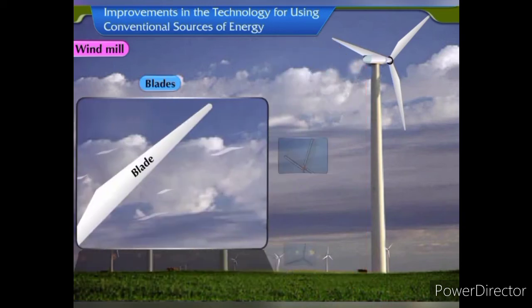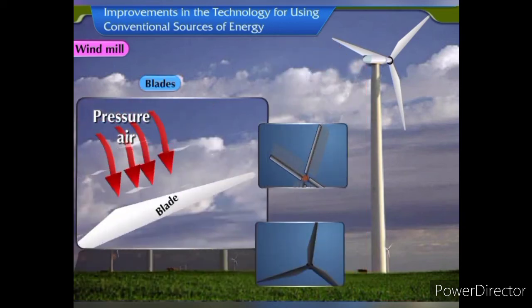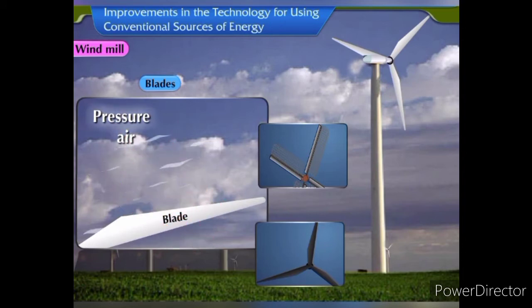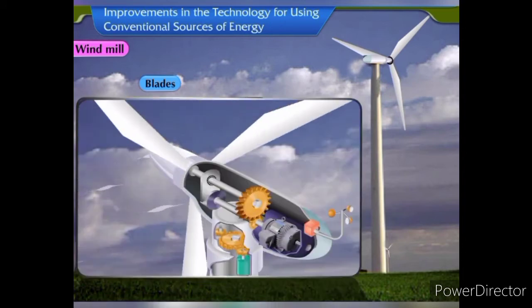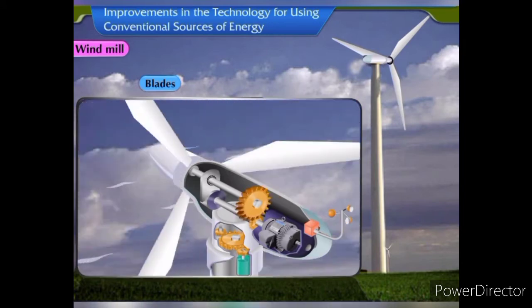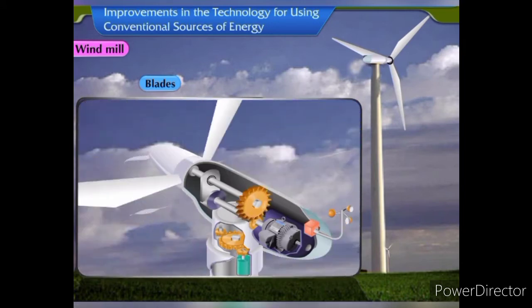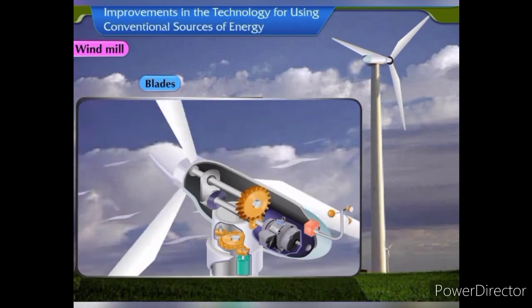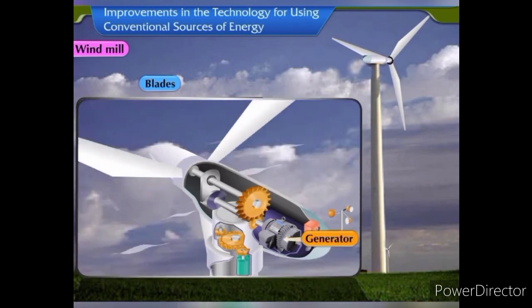The blades are designed in such a way that they create a pressure difference on the blades. This pressure difference makes the blade rotate. This rotatory motion of the windmill is used to rotate the armature of the electric generator.